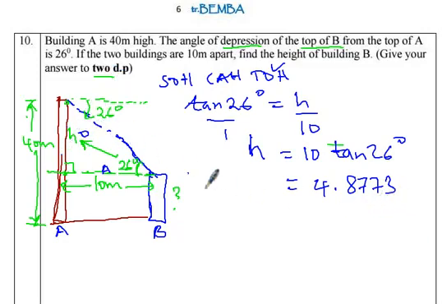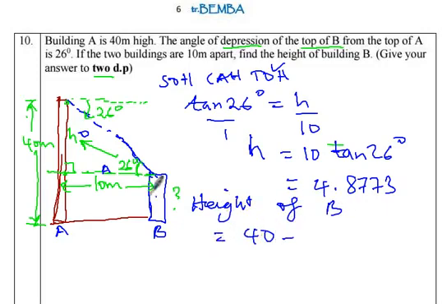Now that we know H, we can get the height of building B. How? By doing 40, take away this upper height here, which is 4.8773. And when we subtract, we have 35.1227. Is that our final answer?